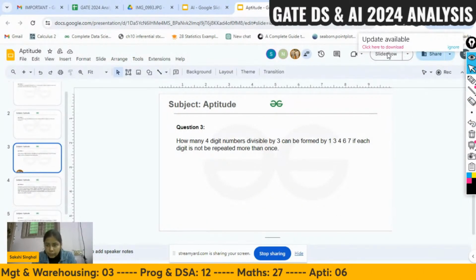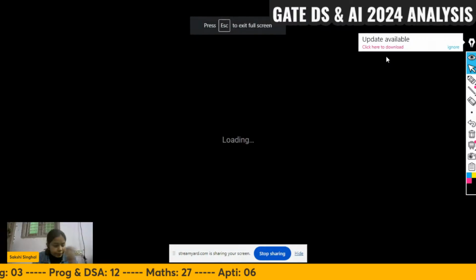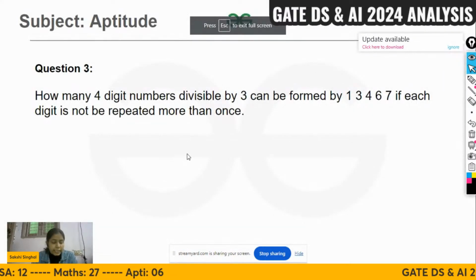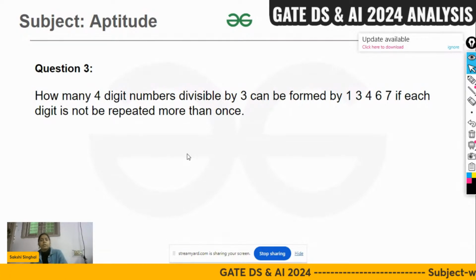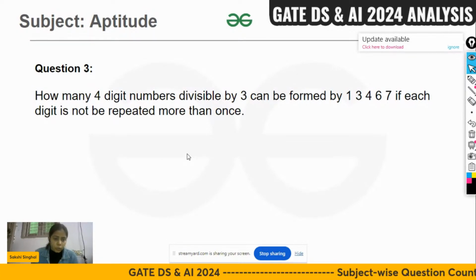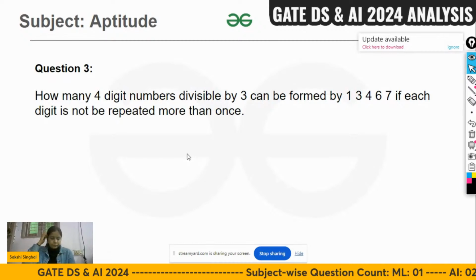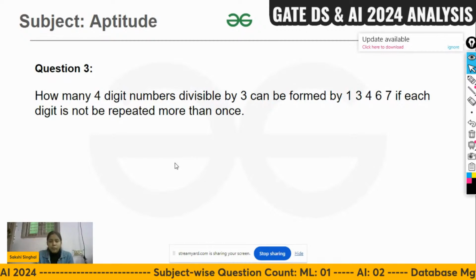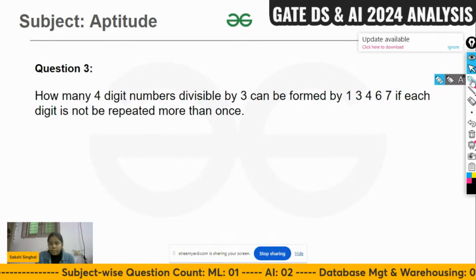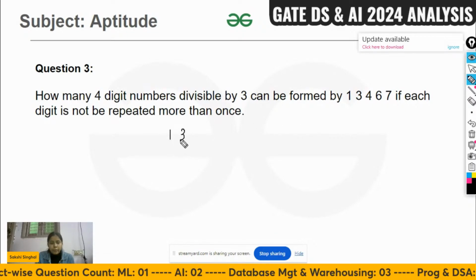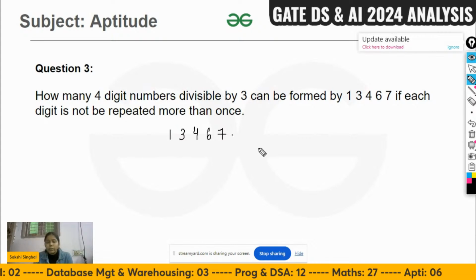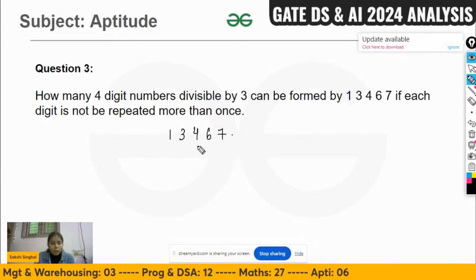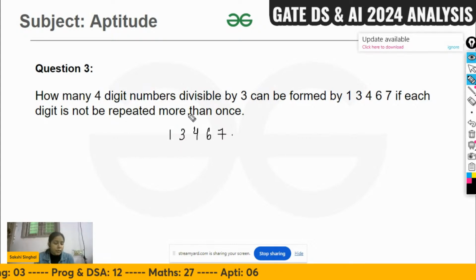So guys, there is one question. Yeah, this was the question. It says: how many 4-digit numbers divisible by 3 can be formed from 1, 3, 4, 6, 7 if each digit is not to be repeated more than once? So we have these 5 numbers: 1, 3, 4, 6, 7. Now I want to find out, if I form a 4-digit number, how many of them are divisible by 3.